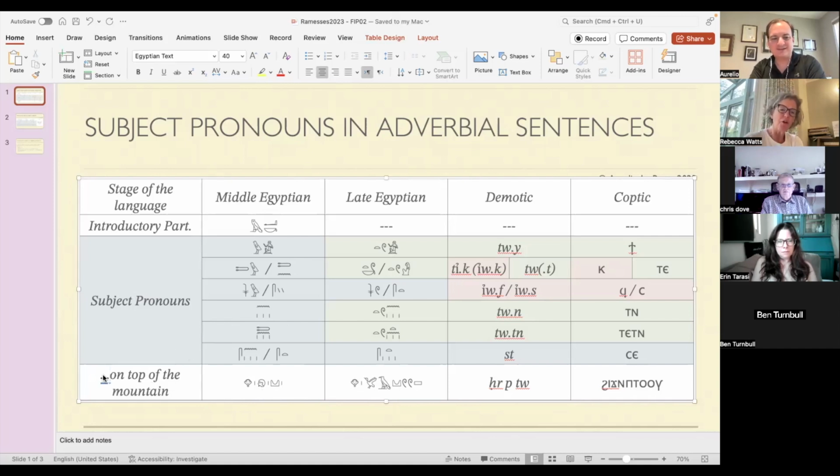Oh, I see. So hr in Middle Egyptian means on top of? Correct, it means upon. Upon hearing. That's right. Okay, so upon. Correct. I didn't know it was so physical. It is, it really is. Like you can be upon the ship or something. It would be her.